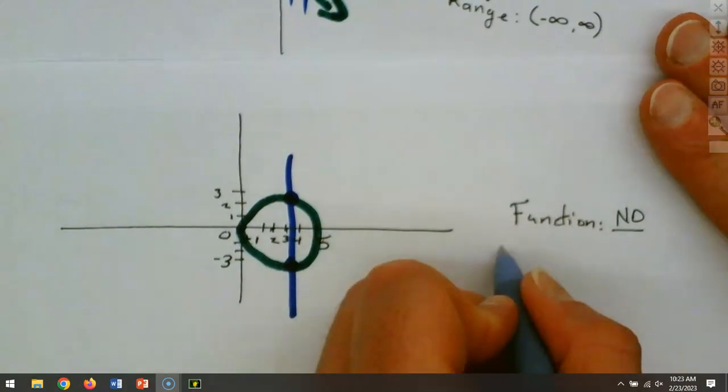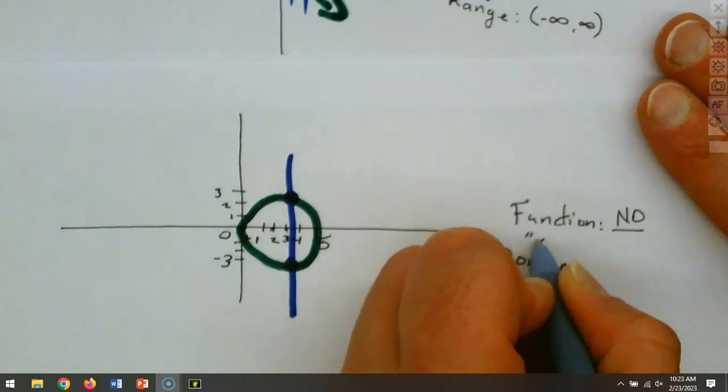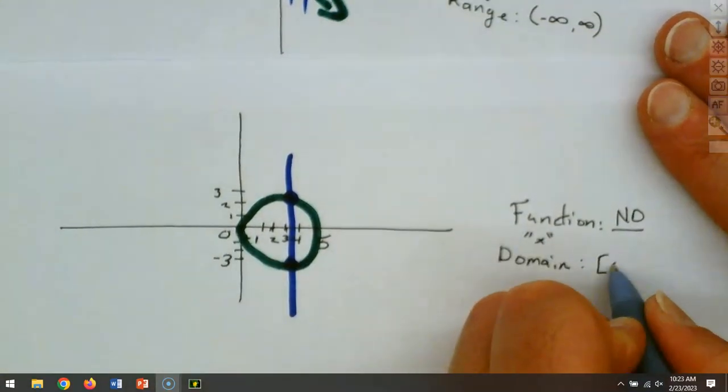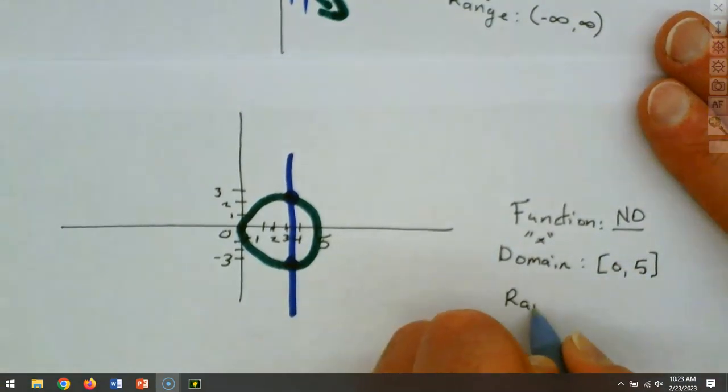Now, what about the domain? Domain is values of x, not the y, the x. Yep, 0 to 5. Very good work there. 0 to 5 on the domain. And what about the range?